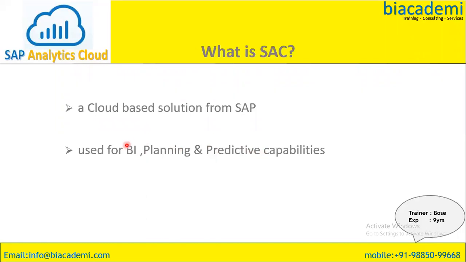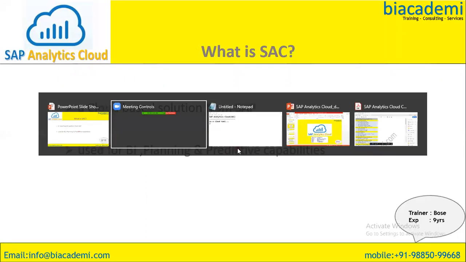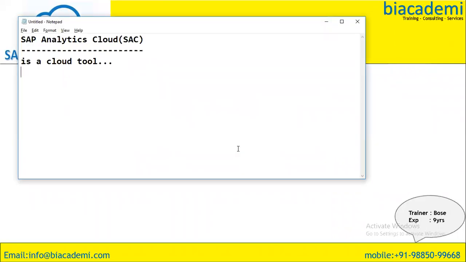If you ask me what is BI, what is planning, what are predictive capabilities: BI is a generic term, whose full form is business intelligence. What exactly can you do with business intelligence? We can simply call it a DW activity. So what exactly does DW mean?